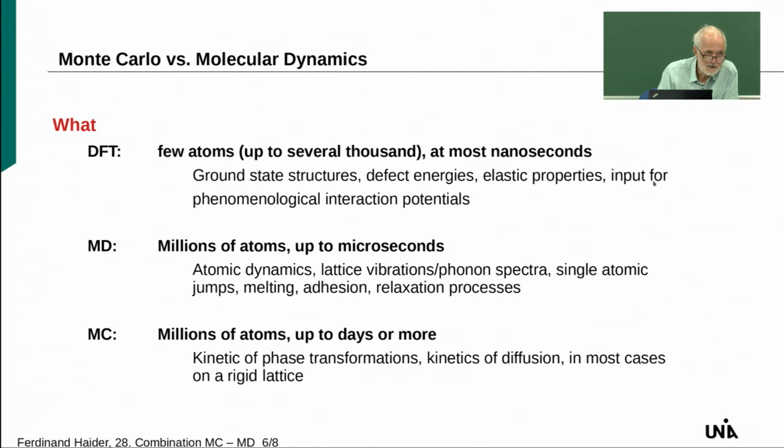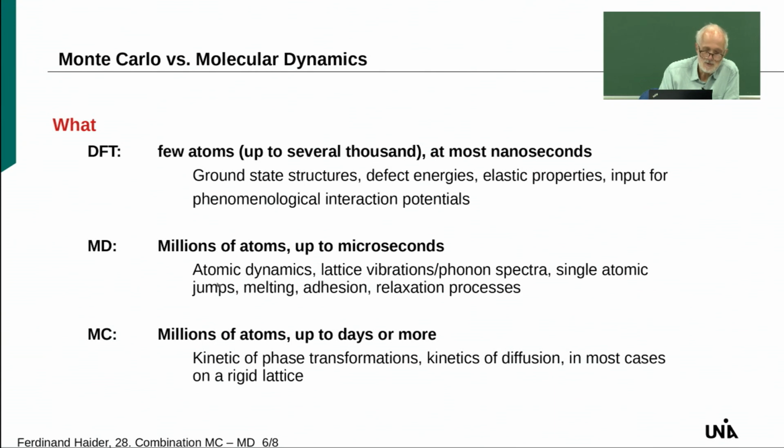And very important, you can use DFT to generate input for interaction potentials. I showed one of these examples, these neural network potentials, where they generate a huge set of configurations using DFT, and then more or less fit parameters of these neural networks to these energies and so on, to get more or less realistic interaction potentials.